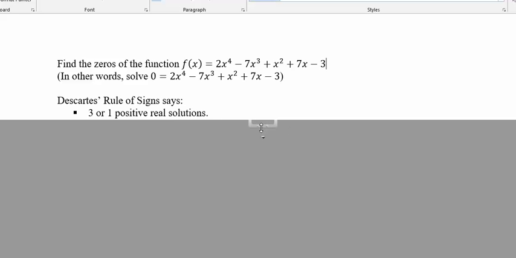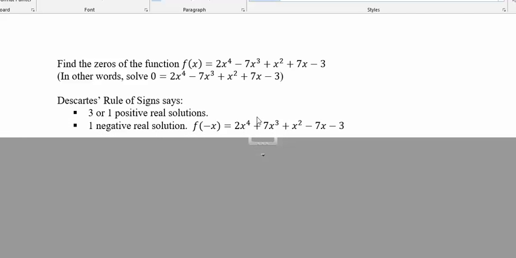Now, if we look at f of the opposite of x, this is going to stay a positive because it's an even exponent. This is going to change to positive 7x to the third. This is going to stay the same. This will become a negative when we plug in a negative x, and this stays the same. So if we look at the sign changes here, there's only one sign change from a positive to a negative. So therefore, there is going to be one real solution that's negative.